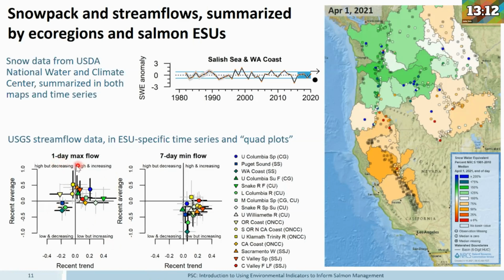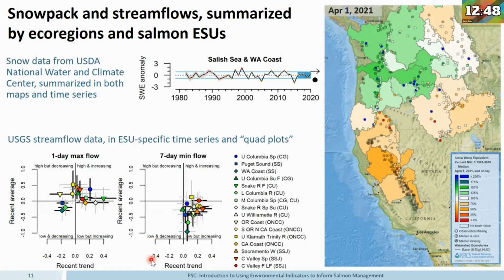In this case, the maximum flows that different ESUs are experiencing are kind of all over the place. But if you look at this summary plot, the minimum flows for a lot of our ESUs are really concentrated down here in this quadrant of the plot, which means that they are, relatively speaking, below average compared to the long-term data, but they're increasing slightly.